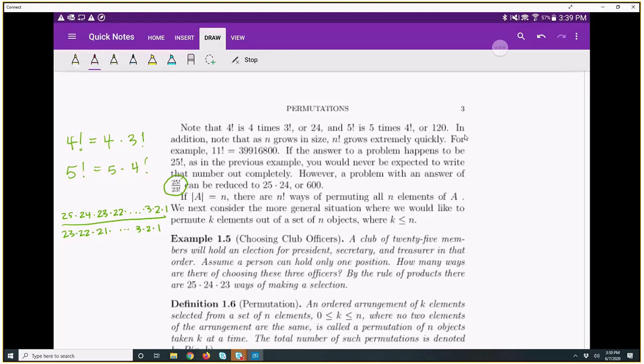So clearly, these will all cancel. 1 cancels with 1, 2 cancels with 2, 3 cancels with 3. 21 would cancel with 21, 22 cancels with 22, 23 cancels with 23. So something like 25 factorial divided by 23 factorial ends up just being 25 times 24, which is 600.